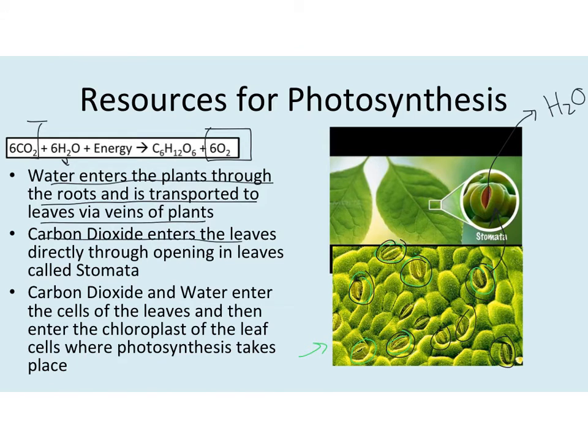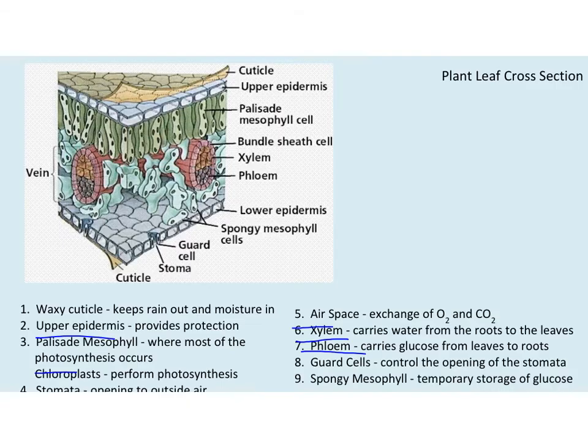Now, carbon dioxide enters the leaves directly, and carbon dioxide and water enter the cells of the leaves, and then enter the chloroplast of the leaves where photosynthesis takes place. So just kind of showing you, when we look at this reaction, glucose is going to be made, but then it's going to be transported out of the leaves and put somewhere else.